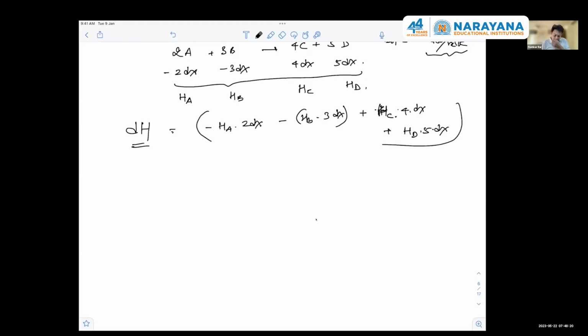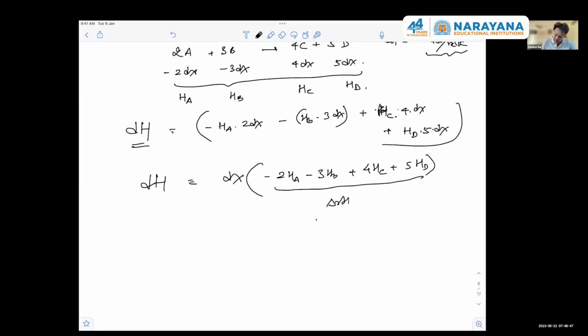Try to see this. Okay. So this total change in enthalpy due to this chemical reaction, which has progressed only by dx amount, which is called extent of reaction, is equals to, see it carefully, take dx common. If you take dx common, this becomes minus 2 times HA, minus 3 times HB, plus 4 times HC, plus 5 times HD. And this quantity is called delta RH. See it carefully. So you can say that delta RH is equals to dH upon dx.